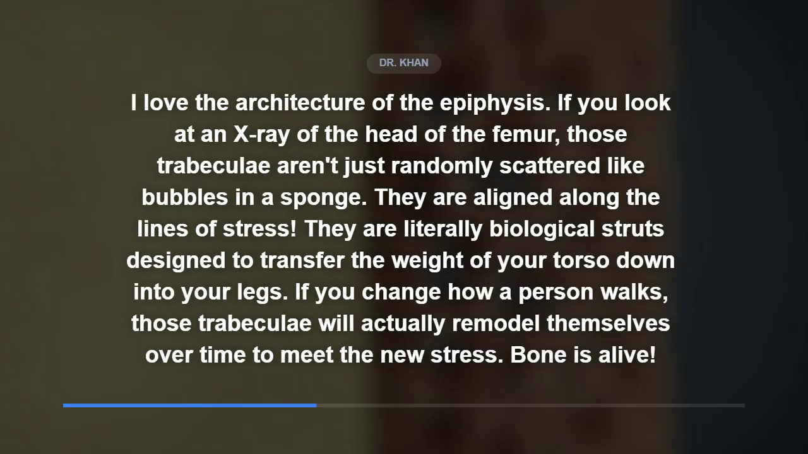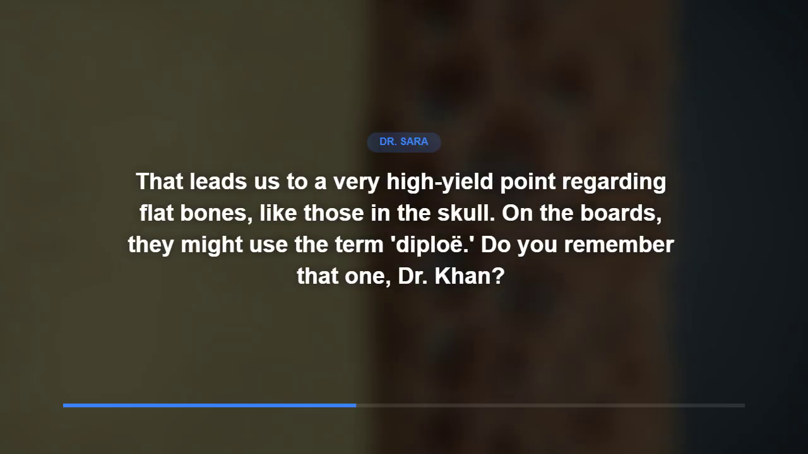I love the architecture of the epiphysis. If you look at an X-ray of the head of the femur, those trabeculae aren't just randomly scattered like bubbles in a sponge. They are aligned along the lines of stress. They are literally biological struts designed to transfer the weight of your torso down into your legs. If you change how a person walks, those trabeculae will actually remodel themselves over time to meet the new stress. Bone is alive.